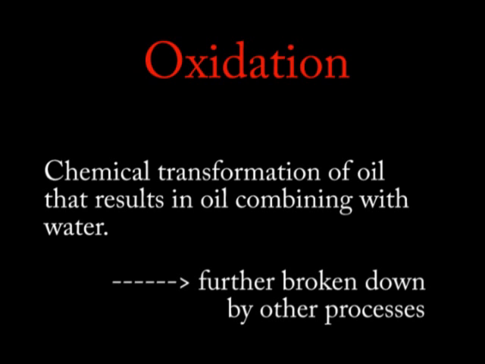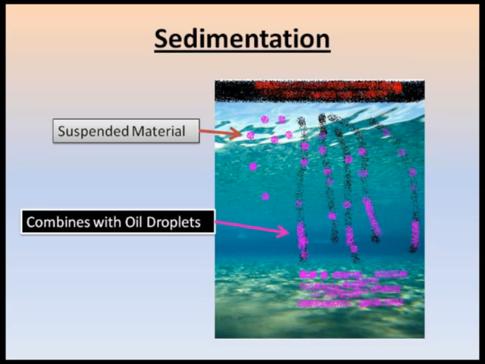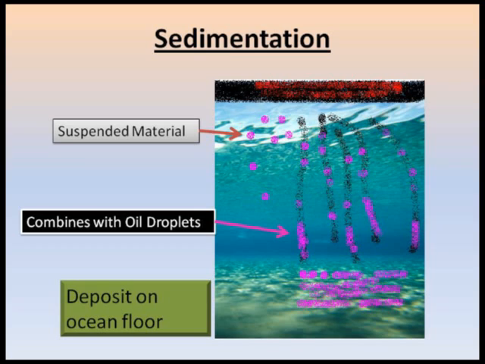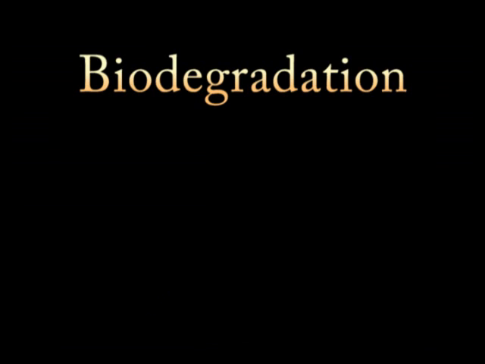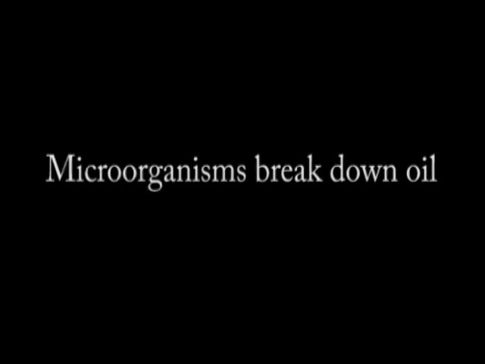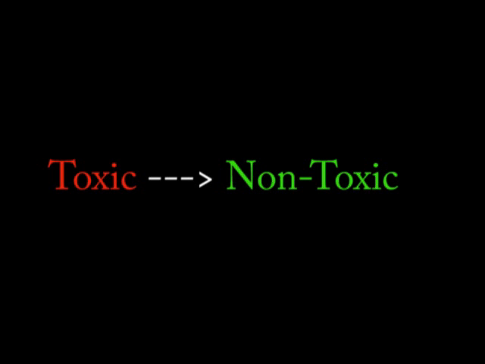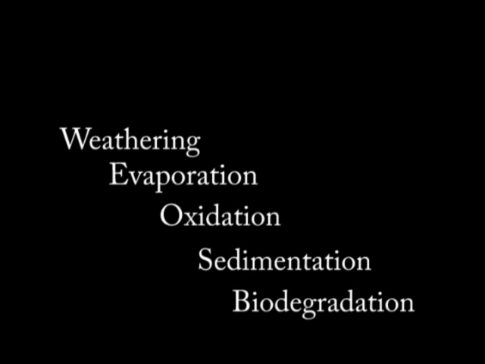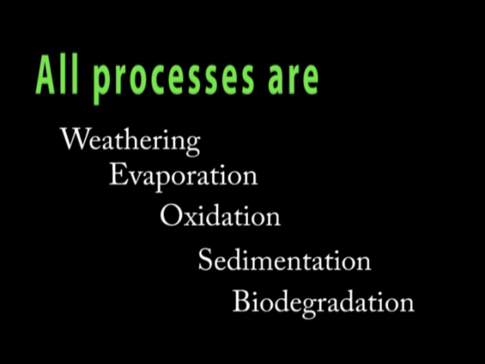Sedimentation is the process by which oil combines with suspended material and then is deposited on the sea floor. Simultaneously with these other processes, biodegradation occurs, which involves microorganisms that break down oil. The oil is broken down into non-toxic compounds. Each of these processes is aided by every other process. Again, chemical dispersants accelerate oil degradation by working in unison with the natural processes to ultimately degrade oil into non-toxic compounds.